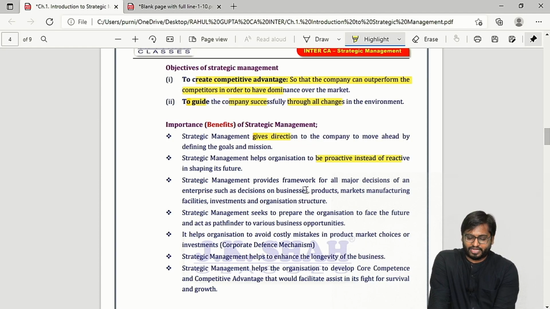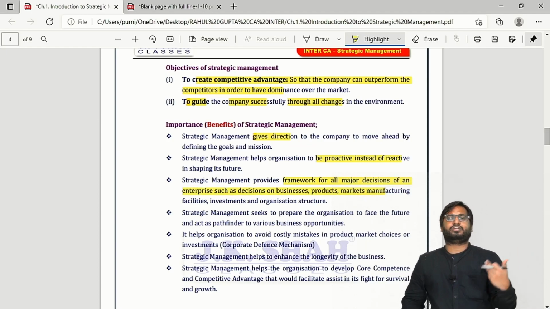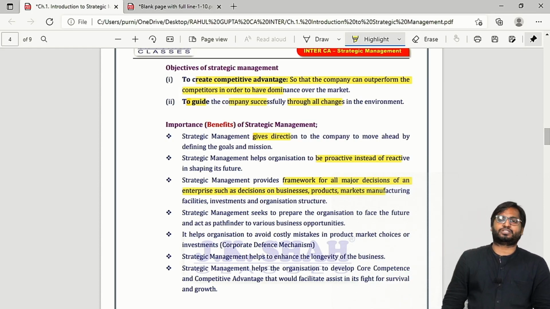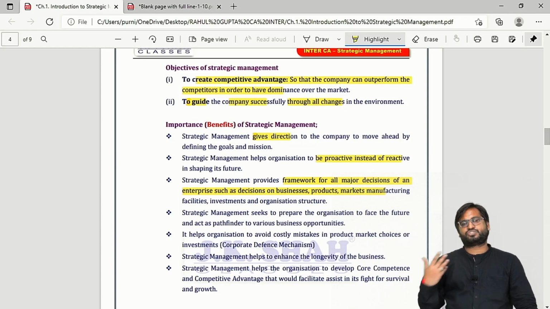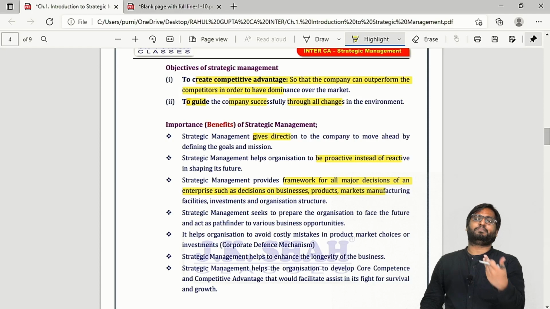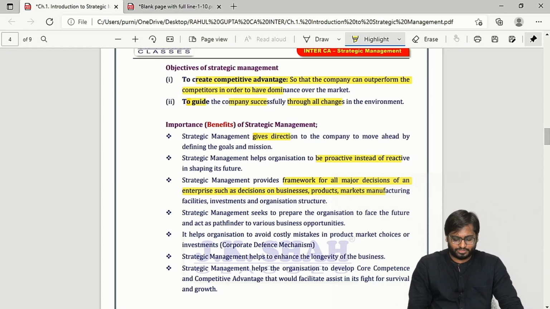It gives us a framework for all major decisions: which products to launch, which geographical locations we should start our new business in, what technology we should pursue, and what sort of distribution channel we should have. So these are the decisions that strategic management helps us take.